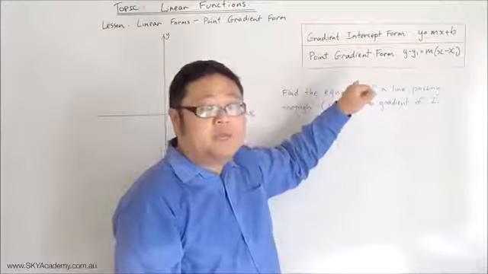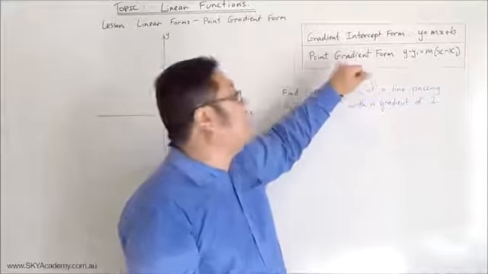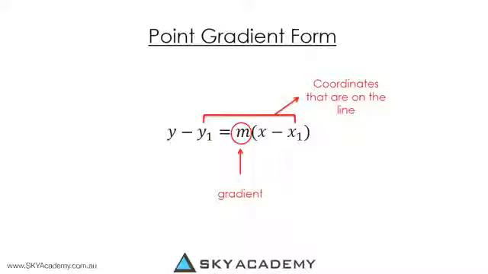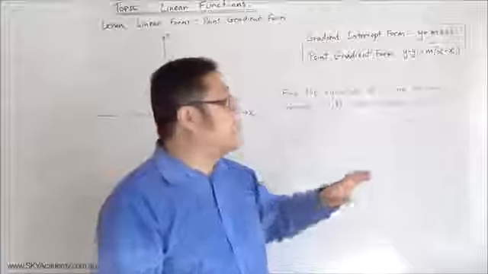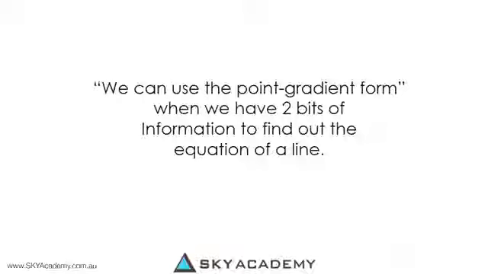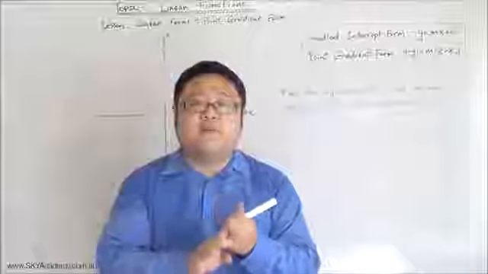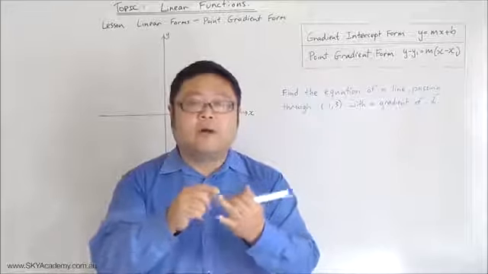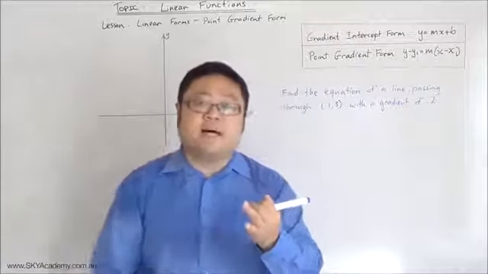Now what we're going to be looking at is another form called the point gradient form. It looks like this: y minus y1 equals m outside of x minus x1, close brackets. This form is particularly helpful when we have two bits of information that require us to find the equation of a straight line: number one, the gradient, and number two, a point that sits on that straight line, or a point through which the straight line passes.